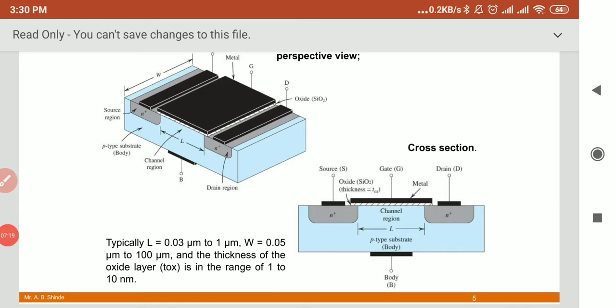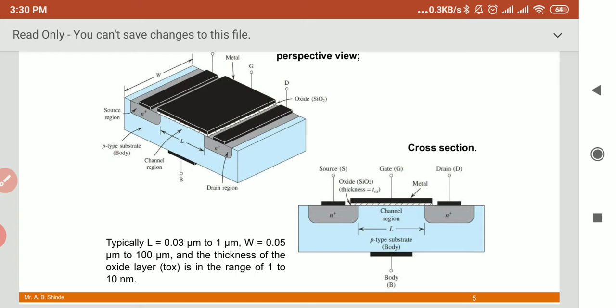Then we will see the construction of MOSFET. As you can see here, two heavily doped N regions are taken. In between the two heavily doped N regions, one P type substrate is taken, and we take the outer terminal of the substrate as the body. We can create a channel between the two heavily doped N type semiconductors by giving input voltage between gate and source.